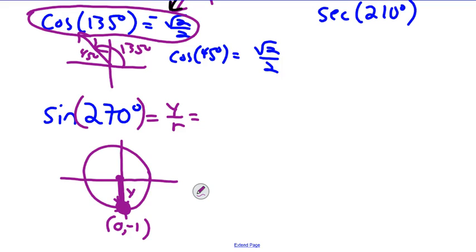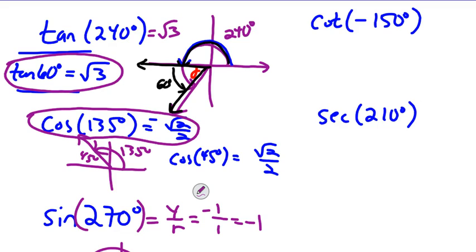Whatever that point is, I'm going to get the same value for sine. It's just a ratio of y to r, so it doesn't matter what I call that point. If I use 0, negative 1, then y is negative 1 and r is 1. Sine of 270 is negative 1. Okay.